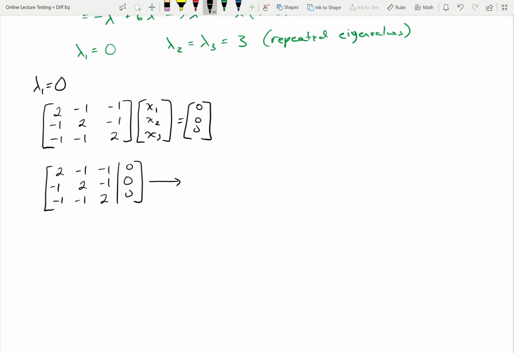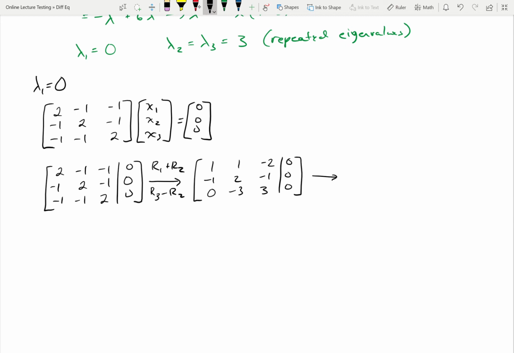All right, so the first thing I'm going to do is row 1 plus row 2, and then row 3 minus row 2. All right, so that's going to give me 1, 1, negative 2, 0. Then I'm going to get negative 1, 2, negative 1, 0, because we didn't do anything to the second row. And then 0, negative 3, 3, 0.